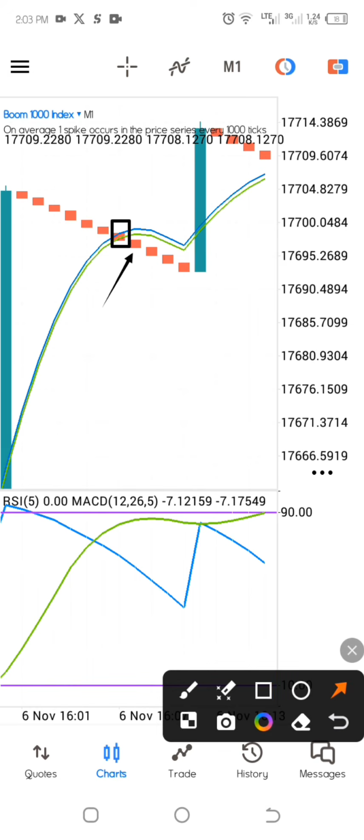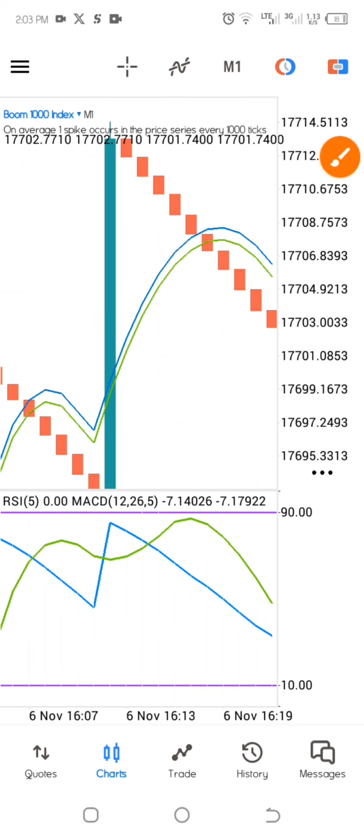Now, count this candle right here. This is the first candle, the second candle, third one, and the fourth one. Now, if you are not patient enough and you enter right at this candle, you can see that you were caught by a spike. That is why you want to pay attention.